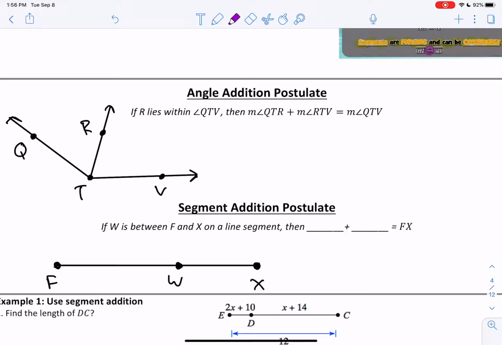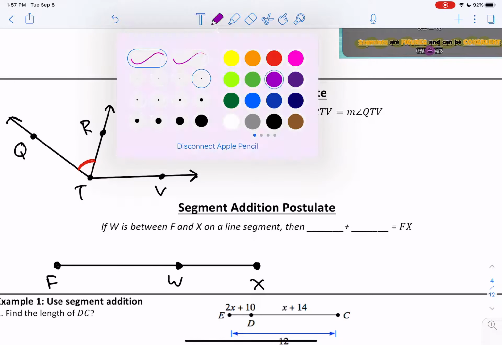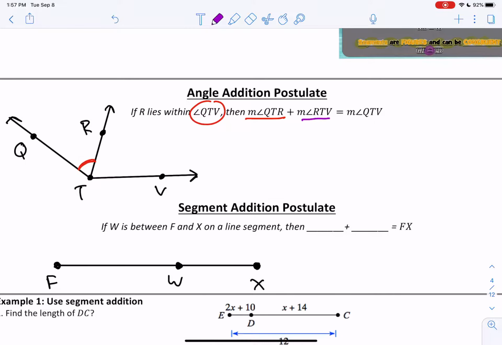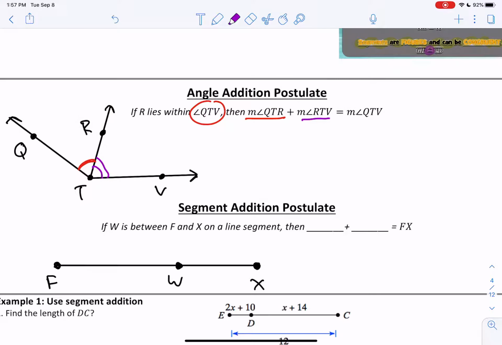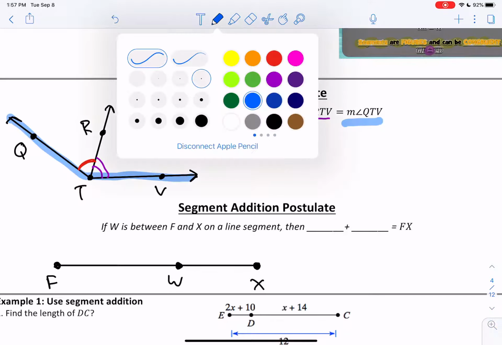Okay, so what I mean by that is, again, QTV is this whole big angle over here on the left. QTR right here is this part right here. That's part one. RTV is going to be this part right here. That's part two. And if I add those two parts together, I'm going to get the entire angle, which is QTV, or the whole thing. So again, part one plus part two equals the whole thing.